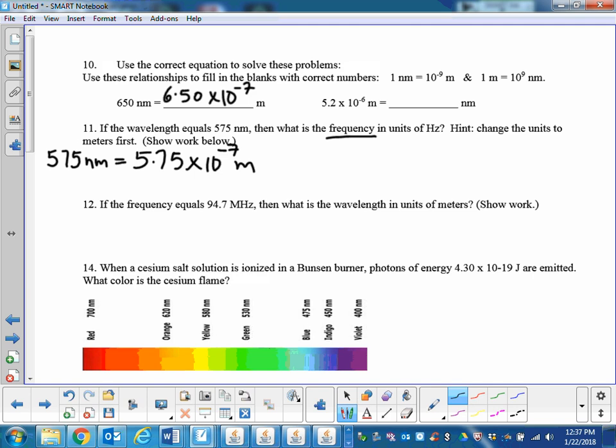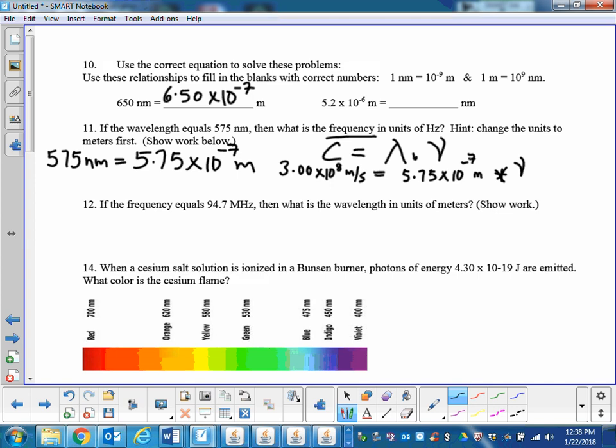c equals lambda nu. Lambda times nu. What is the value of c, or speed of light? It's always constant. It's always 3.00 times 10 to the 8 meters per second. What is the wavelength? The wavelength is 5.75 times 10 to the negative 7. Should I have to keep it in meters? Right? Can I substitute in nanometers? No. Times nu. How do I solve for nu?